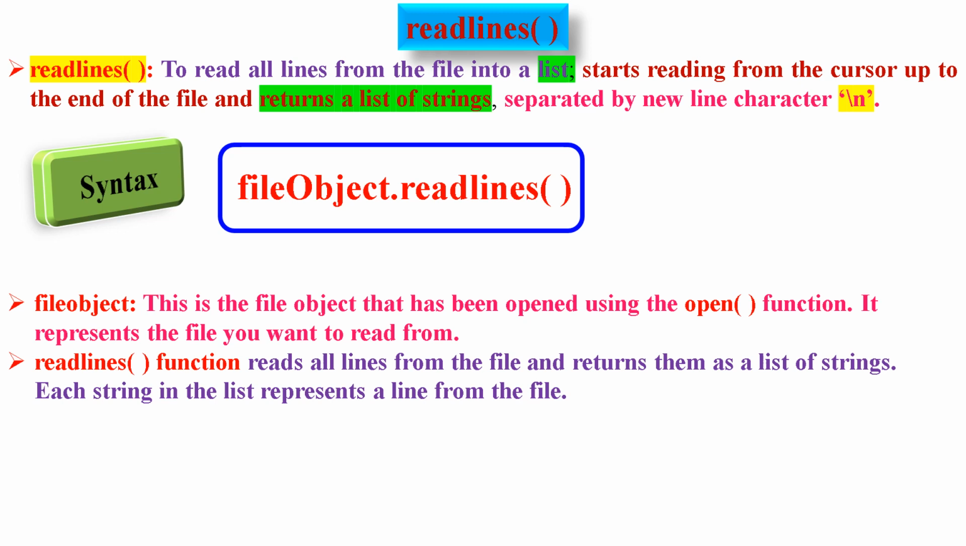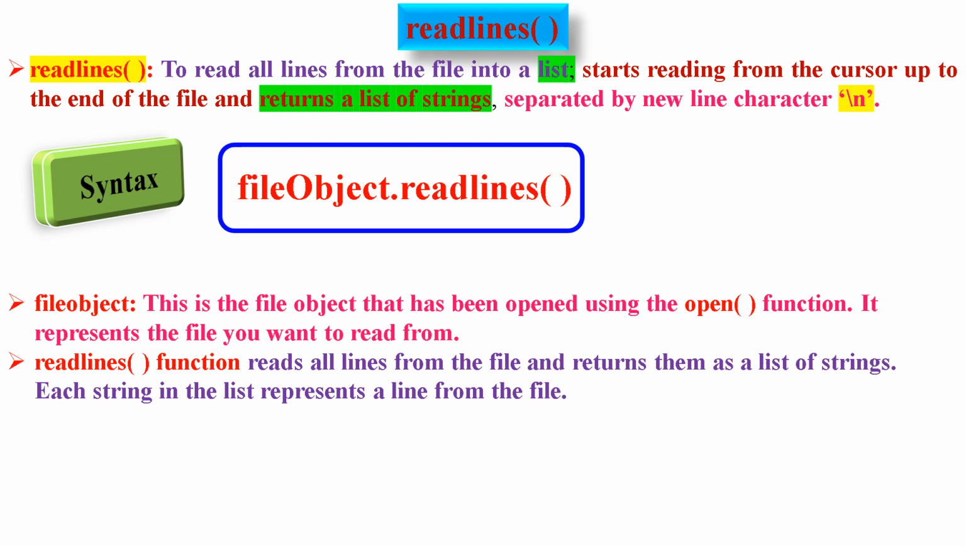Let's learn about the readlines function. The readlines function is used to read all lines from the file into a list. It starts reading from the cursor up to the end of the file and returns a list of strings, separated by the new line character \n. The readlines function can be used to read the entire data content of the file. This method will print all the lines present in the file. It will start reading the data line-wise from the beginning of the file and shall display the contents of the file till the end of file character.